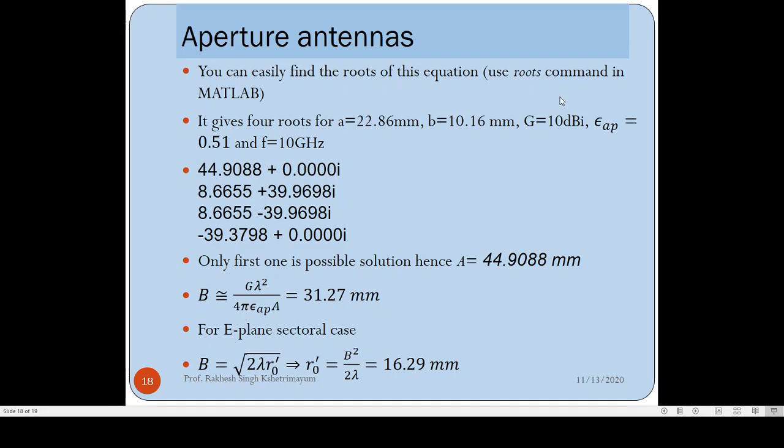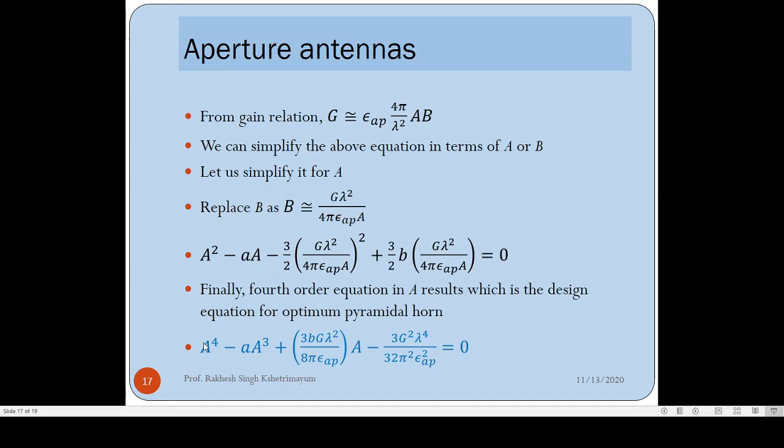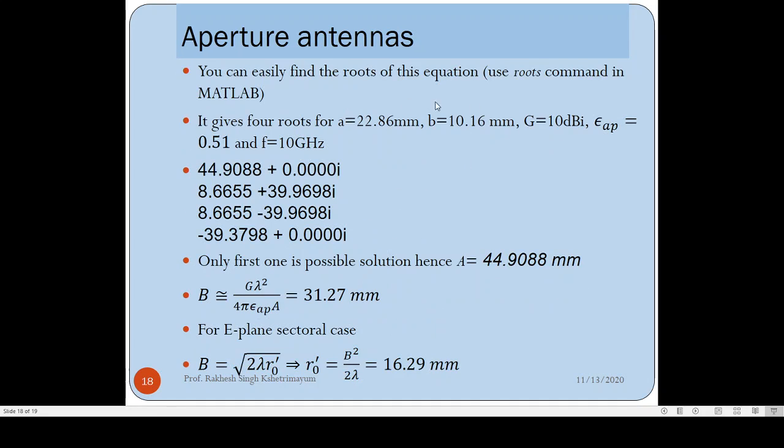This polynomial equation here is of order 4. So you use the roots command in MATLAB. When you use the roots command in MATLAB, since this is a polynomial of order 4, you will have 4 roots. This is the first root, second root, third root, and fourth root. Note that we are doing it for X-band waveguide, where a is 22.86 millimeter, b is 10.16 millimeter, and I have assumed that gain is 10 dBi. You can assume it 20 dBi also. And aperture efficiency, we have already derived, is 0.51, and we are assuming the operating frequency is around 10 GHz.